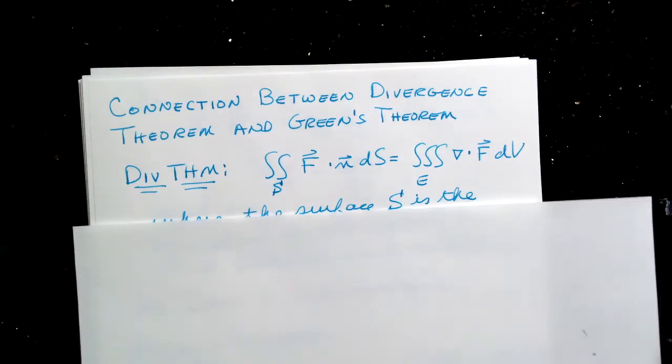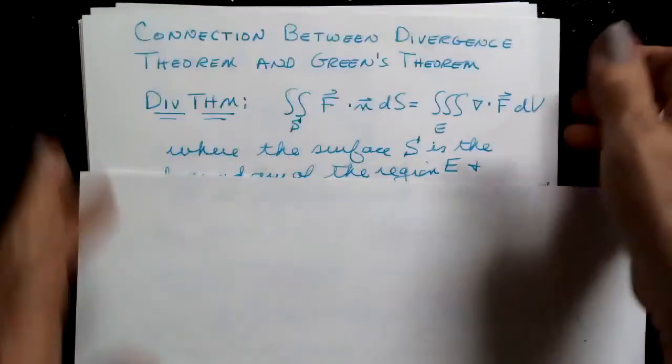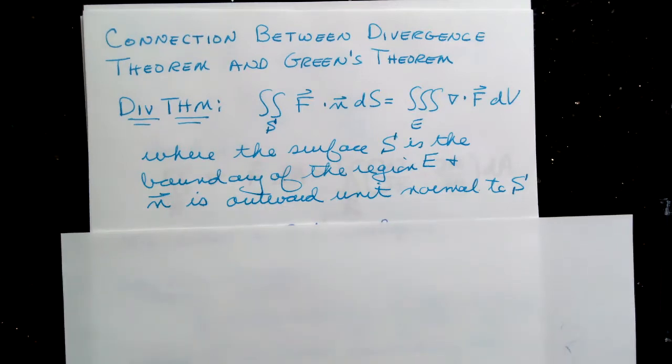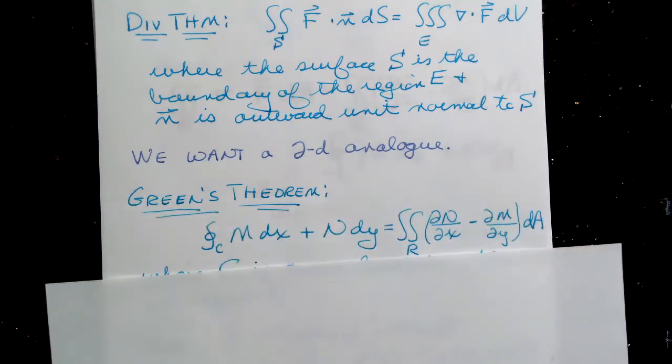All right, so now let's get the connection between the divergence theorem and Green's theorem. So again, here's our divergence theorem written down. And how do we do this? Okay, so S is the boundary of the region E, and N is the outward unit normal to the surface S. Okay, and now we want a two-dimensional analog.